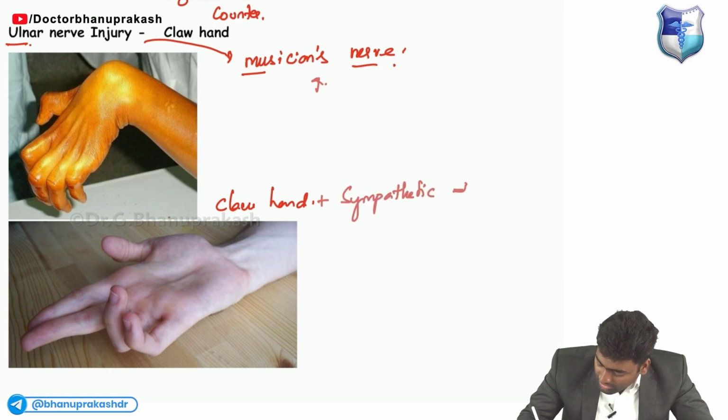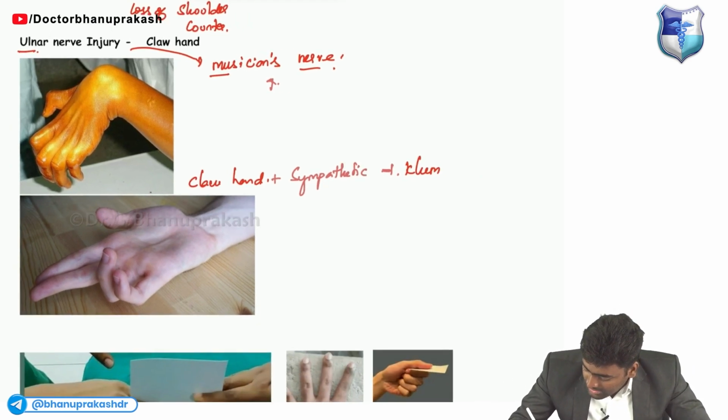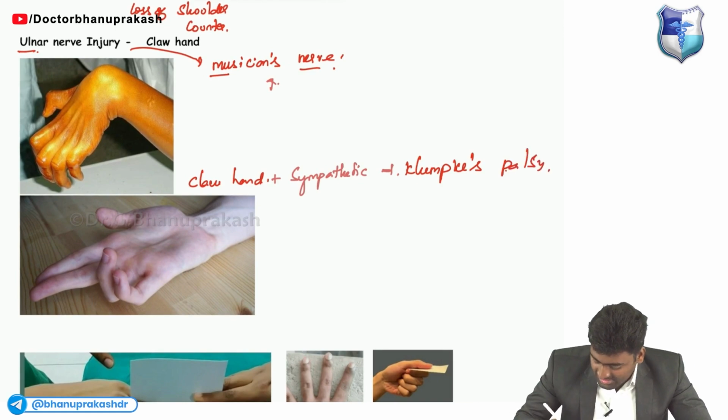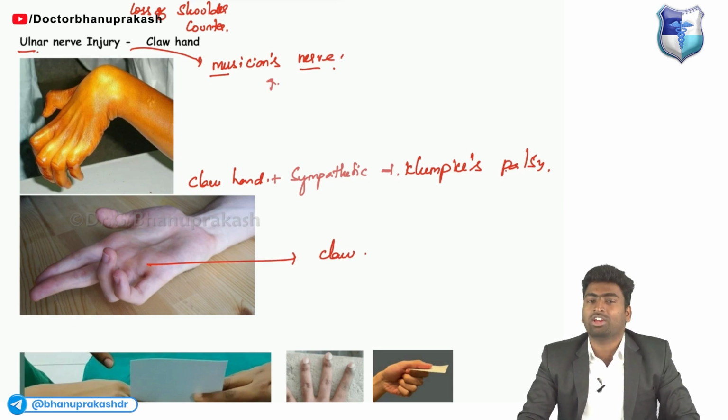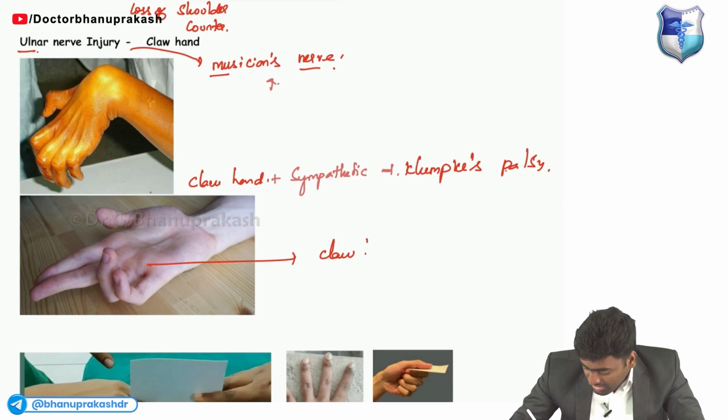with the claw hand along with the sympathetic trunk involved, we call them Klumpke palsy. And next, it is just this claw hand. If there is just the ulnar nerve involved, it will lead to this type of claw hand, which is partial claw hand.